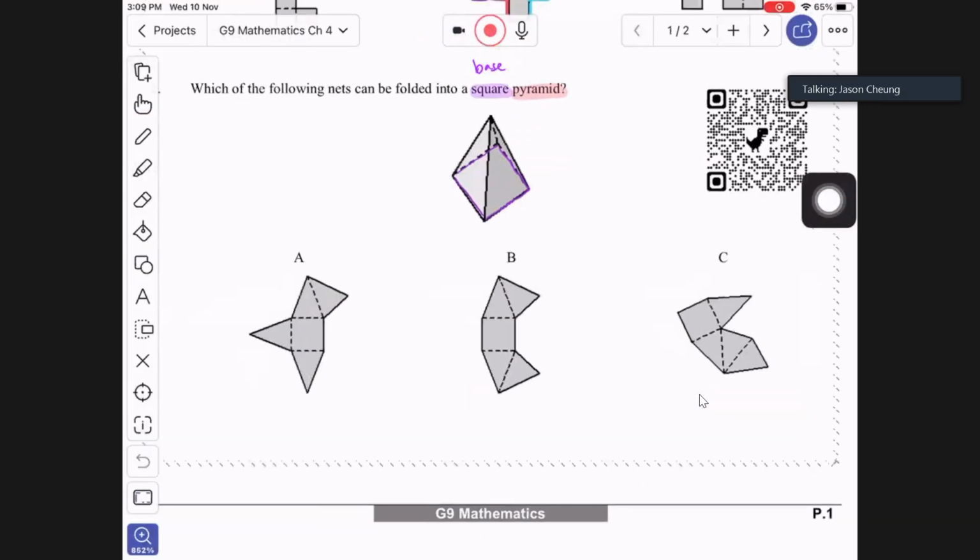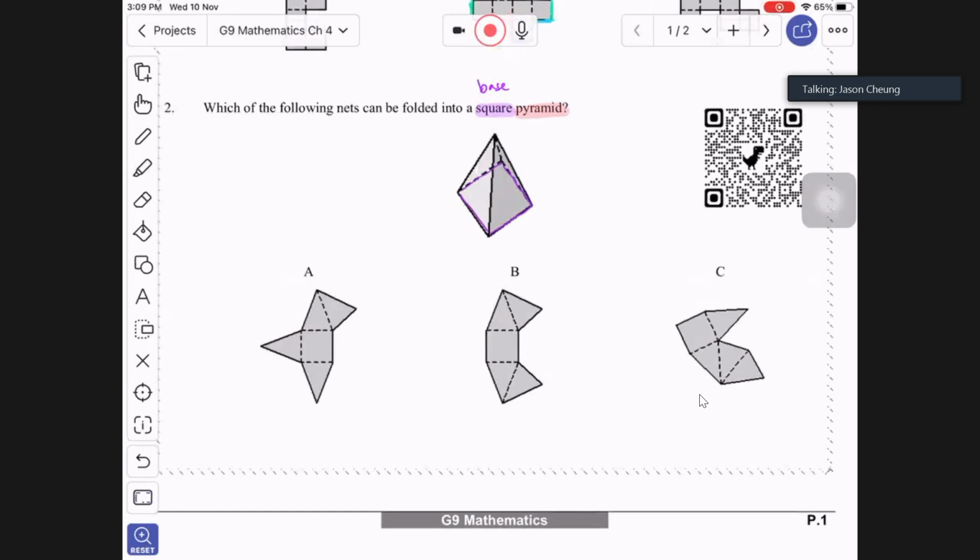So therefore, I'm going to give you, let's say, 30 seconds to think about it. Which one will be the net of this square pyramid? Try to think, which one can form a pyramid without any overlapping. We cannot have overlapping, it has to be without overlapping. All right.